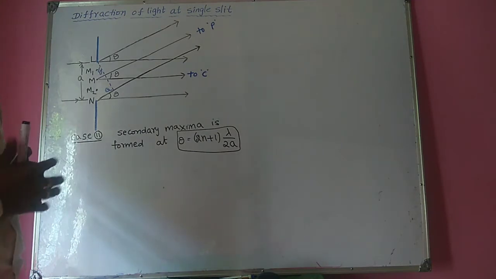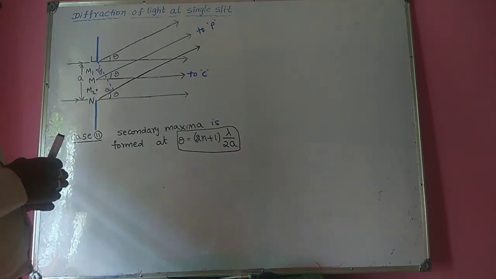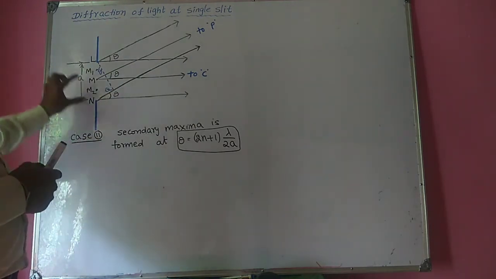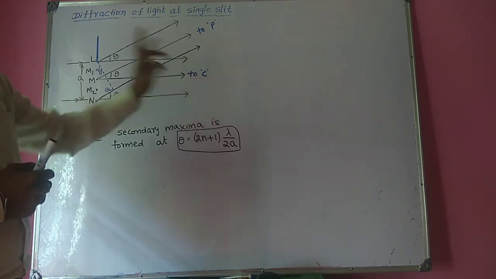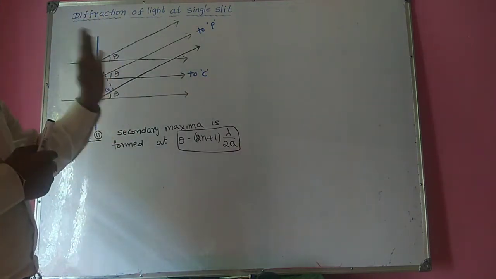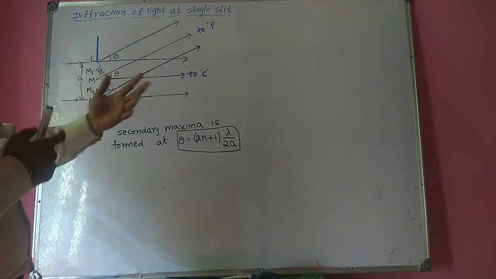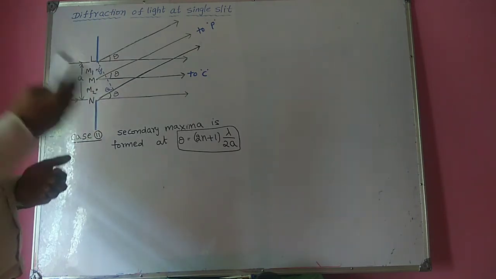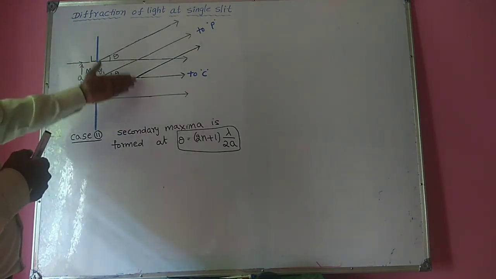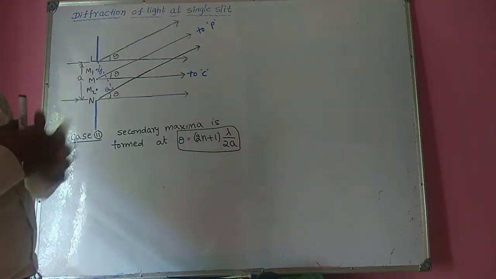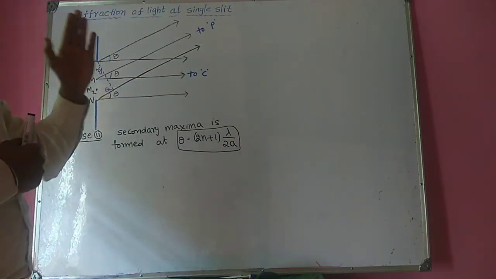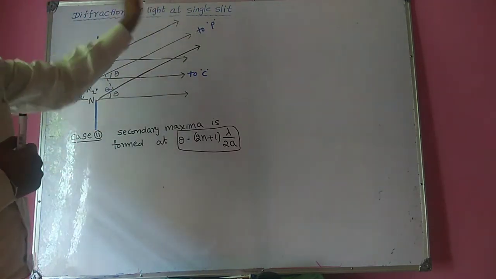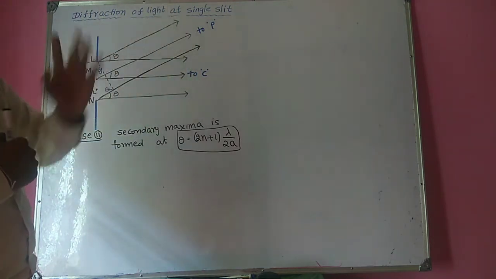So already we have seen two cases. The first case is if theta is 0, the path difference is 0 and the secondary wavelets reaching the point C, and the point C is always bright, that is called central maxima. The next case is if the angle theta is equal to lambda by a, then these secondary wavelets reaching the point P, at point P the intensity is minimum, and the minima is formed for the angle theta equal to lambda by a at point P.